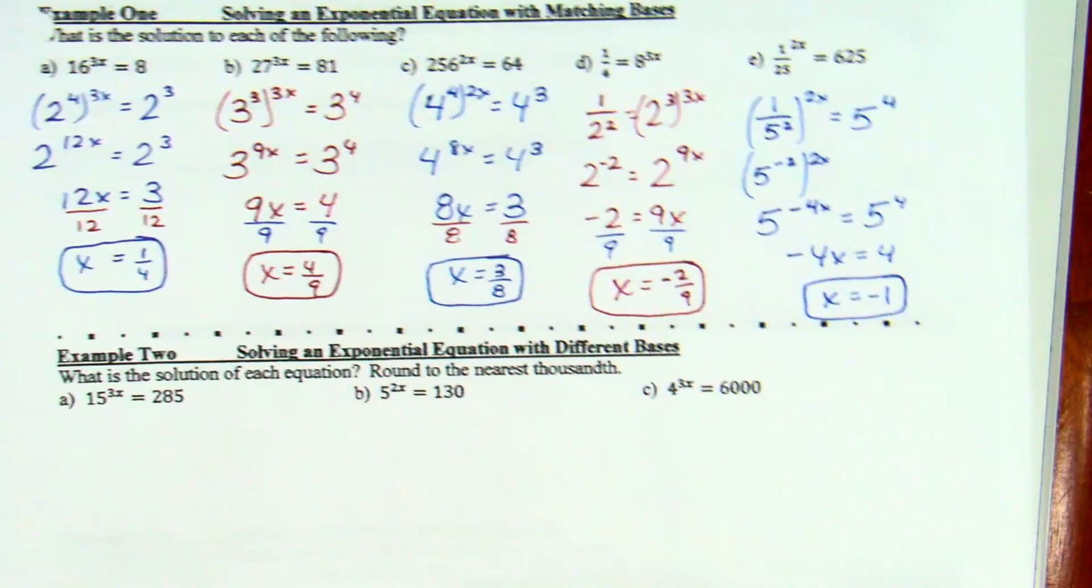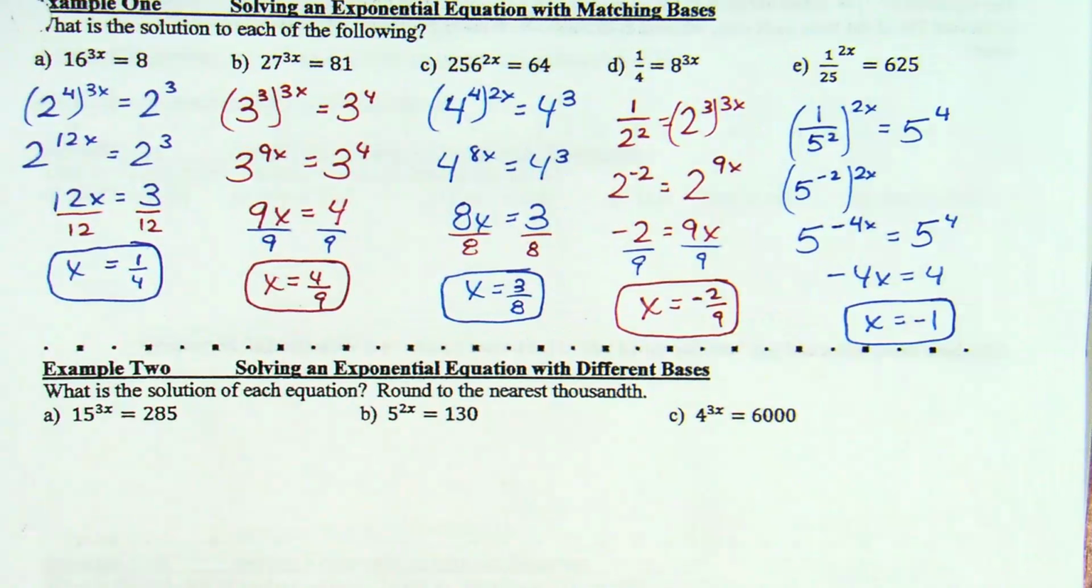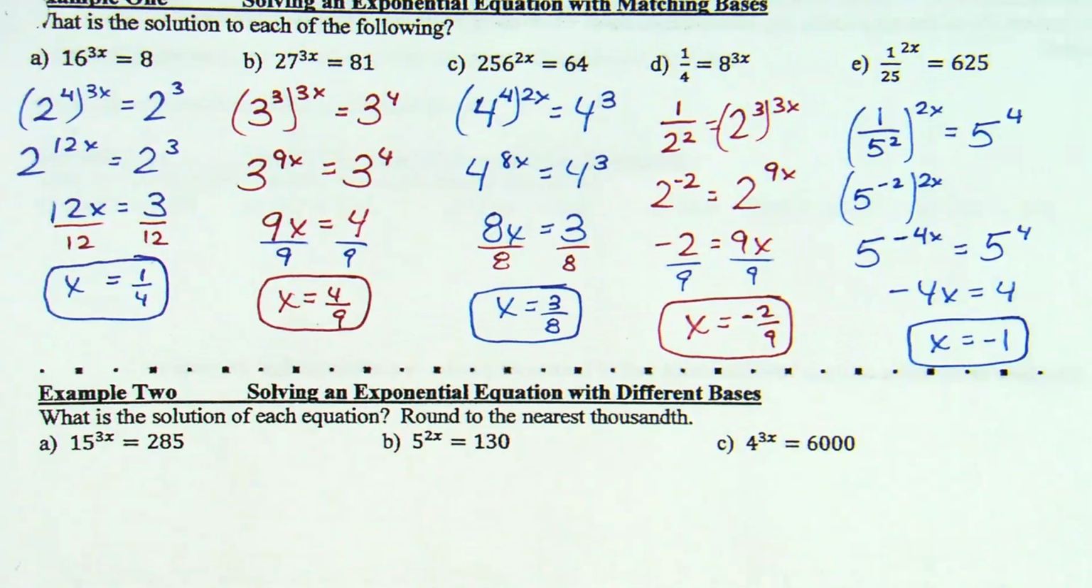Okay, next section. Notice we are still solving exponential equations, right? Are they really that different from what we just solved? No, in that they're still exponential equations. A was 16 to the 3x equals 8 above. Now we're doing 15 to the 3x equals 285. Change the numbers. What's important here, though? Yeah. 15 and 285.